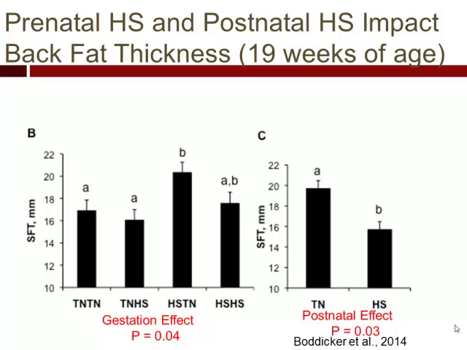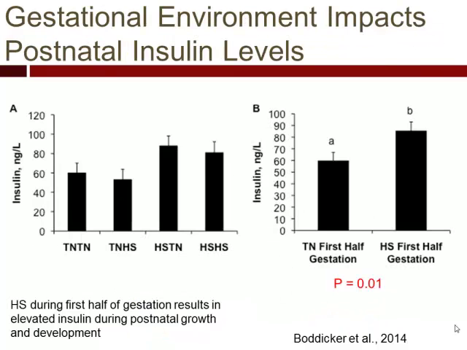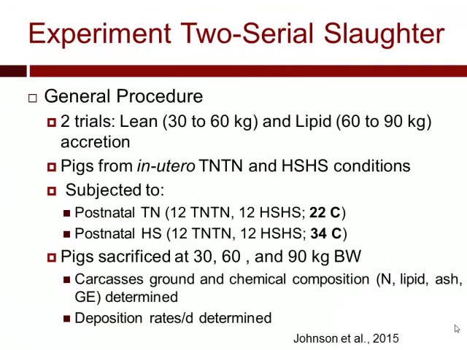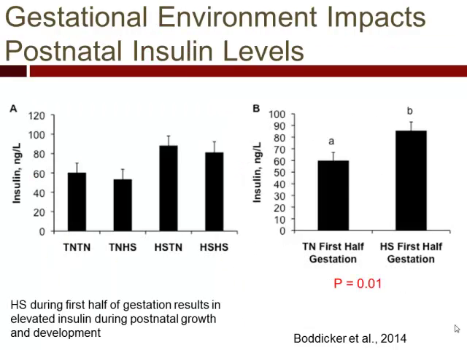And so along with those lines, we also pulled blood at 19 weeks when we sacrificed those animals. And we saw that there was about a 50% increase in circulating insulin in those piglets that were exposed to heat stress, or that were in dams that were exposed to heat stress only during the first half of gestation. And so that was pretty intriguing. We used those animals and did some different analyses, some gene sequencing, mRNA sequencing, and protein analysis in those animals.